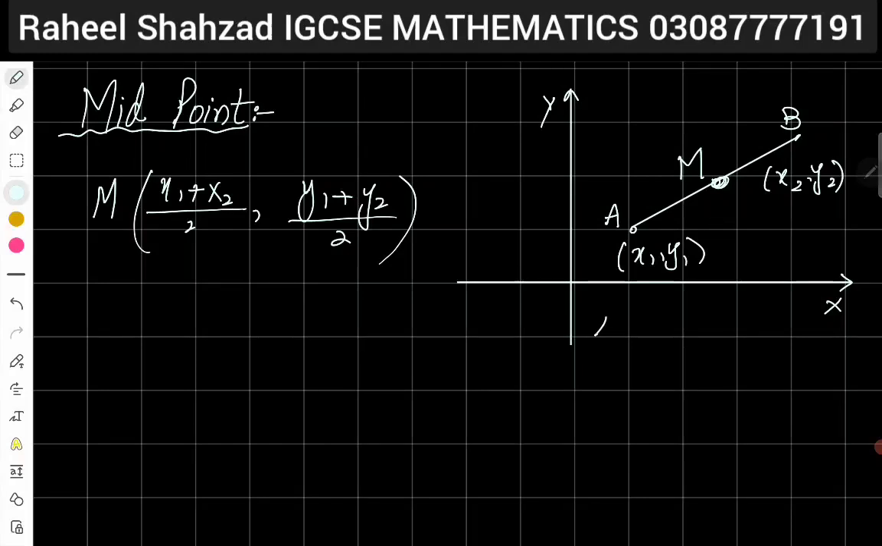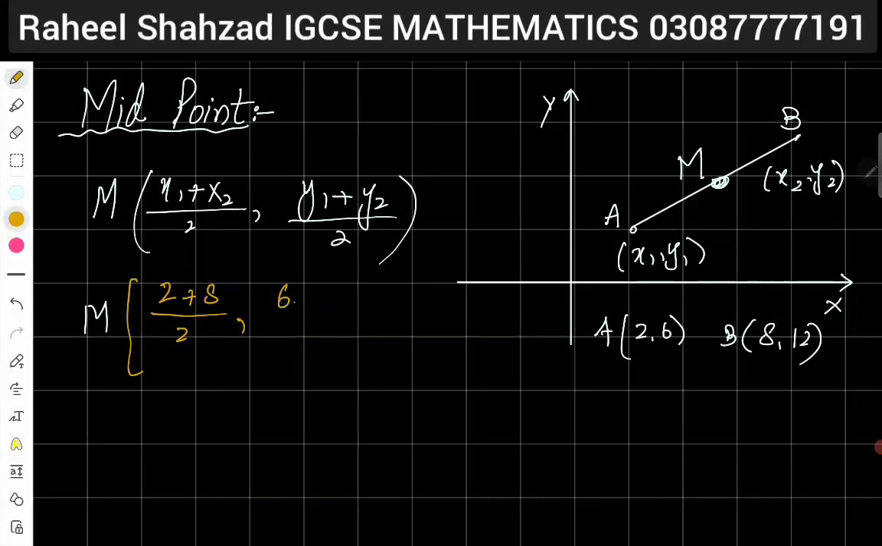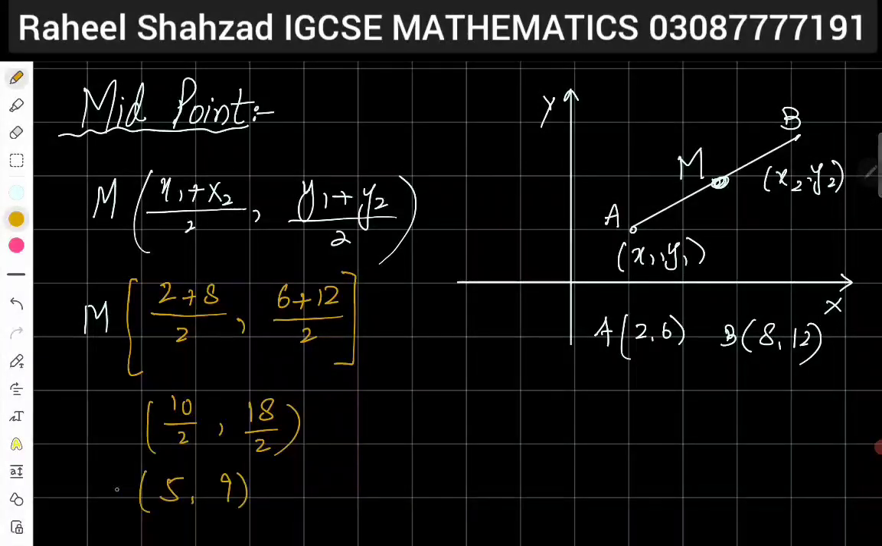For example, we have 2 points given, maybe A is 2, 6, and B is the point 8 and 12. So midpoint is going to be 2 plus 8 divided by 2 and 6 plus 12 divided by 2, right? And this is going to be 10 divided by 2 and 18 divided by 2, that's equal to 5 and 9. So 5 and 9 is the midpoint of A and B, right?